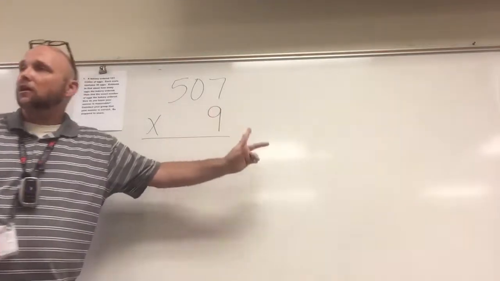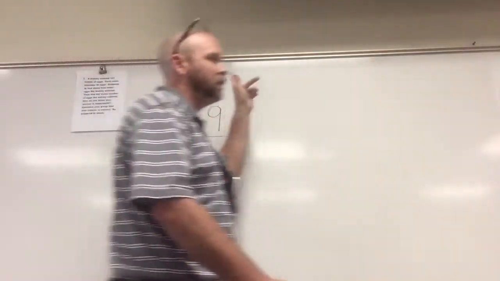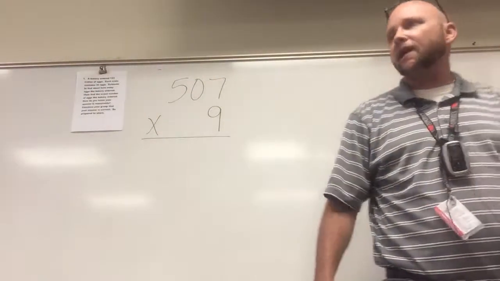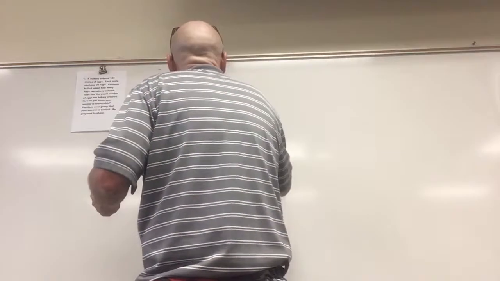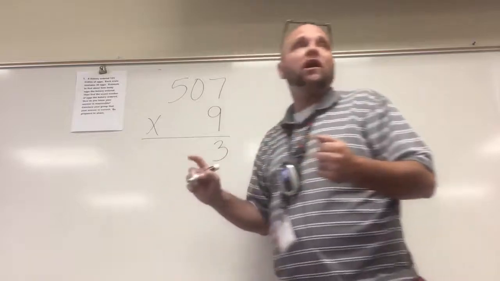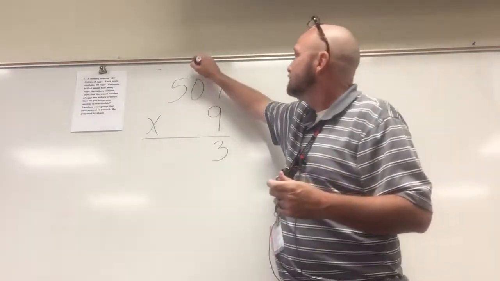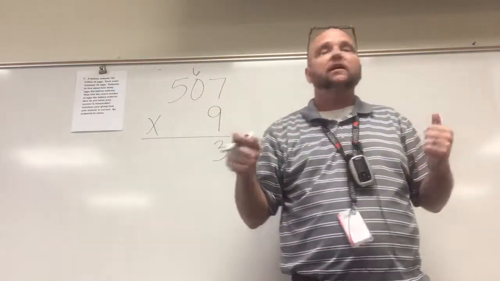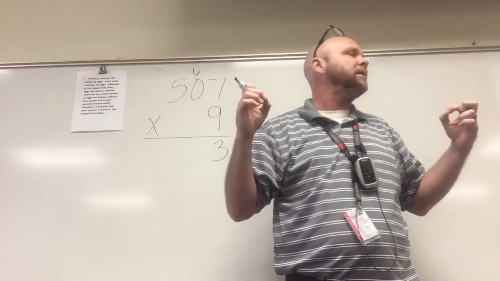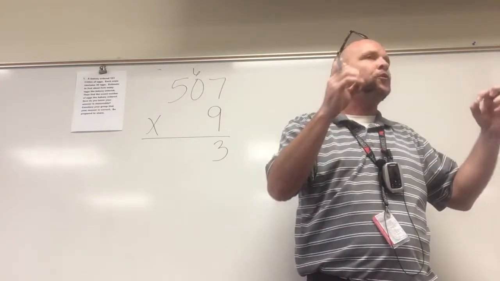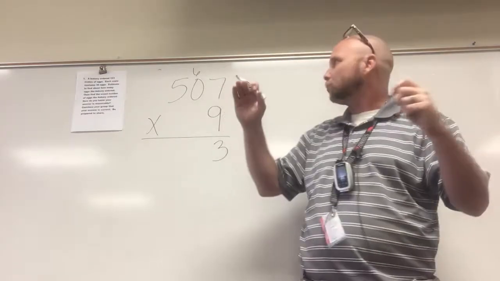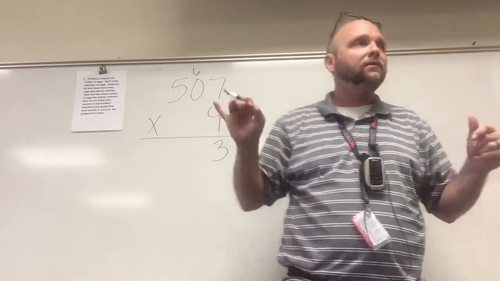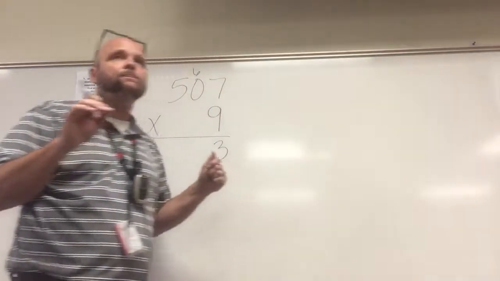But all this is multiplying one digit by one digit at a time. So I start in my ones place. I multiply 9 ones times 7 ones, and I get 63. I have 3 ones and 6 tens. It's just like breaking it up into expanded form. 63 is the same as 60 plus 3. So I multiplied that and got 63.